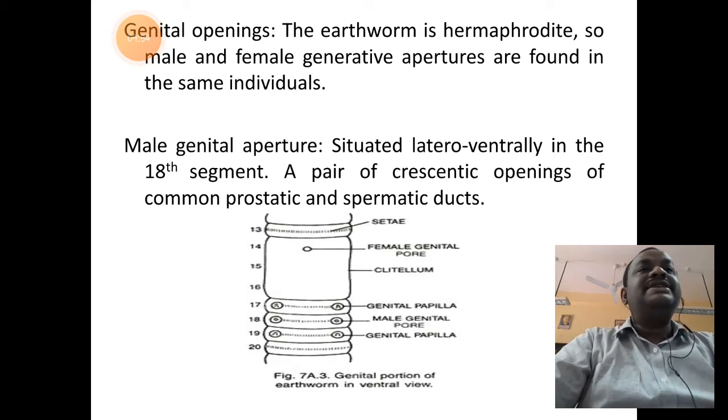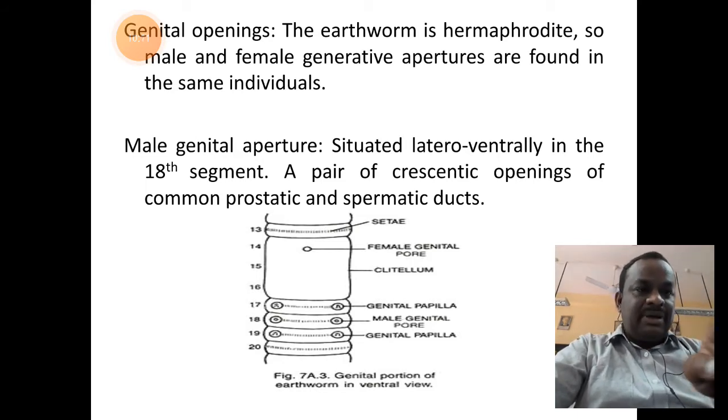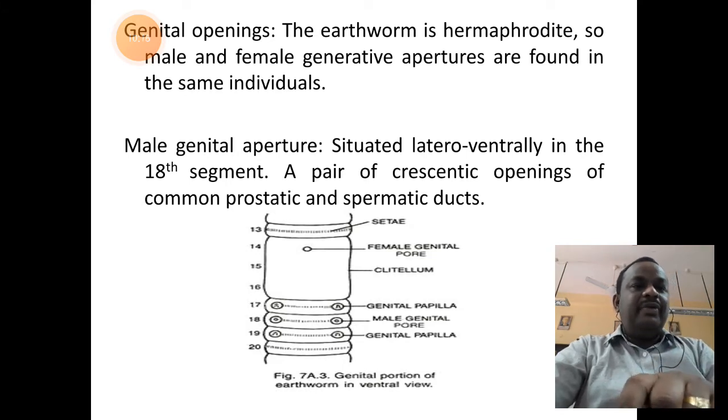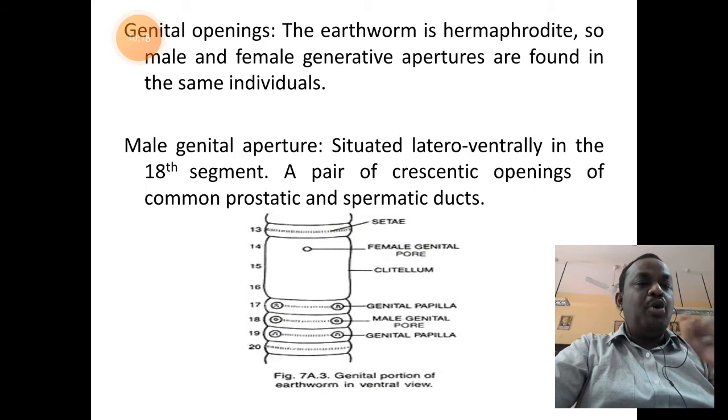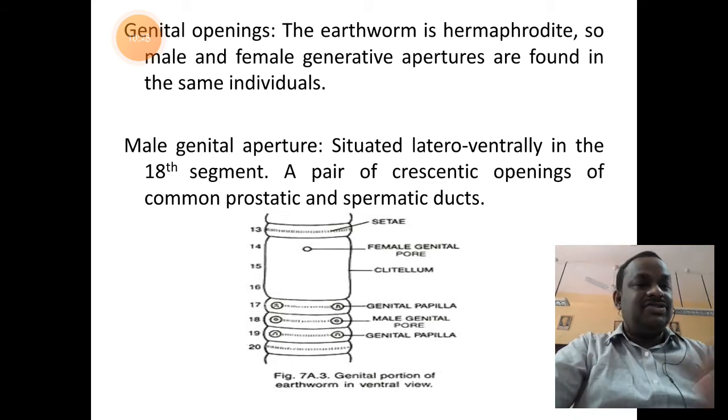First one to start with is the male genital openings or apertures. It is a pair of crescent openings which are seen in the 18th segment at ventrolateral position. So down in the picture towards the left side, in the 18th segment, it is marked as male genital pores. So they are paired, 2 in number, seen towards ventrolateral position, one towards the right and the other towards the left end generally.